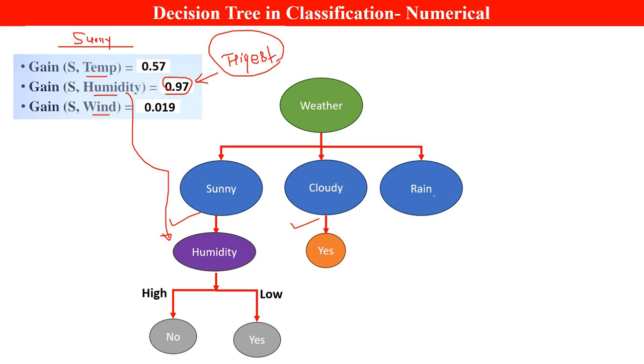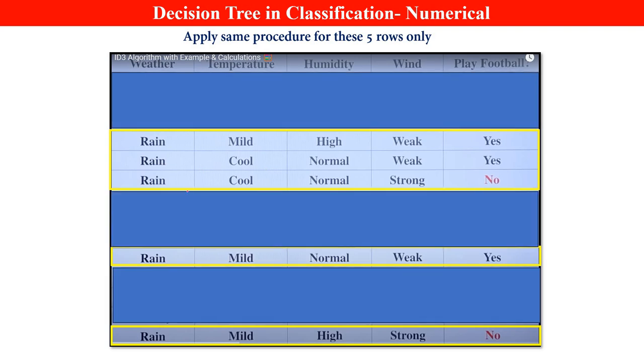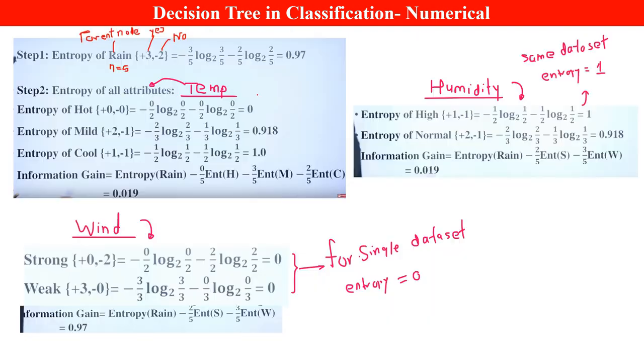Now the rain is remaining, so now we have to split the rain. Select all the rows of the rain, and in case of the rain we have 3 yes and 2 no. So 5 observations. So now rain is our parent node. Our total number of observations are 5, 3 yes and 2 no. So 3 by 5 and 2 by 5, P1 and P2. So yes is 3 by 5 and no is 2 by 5.